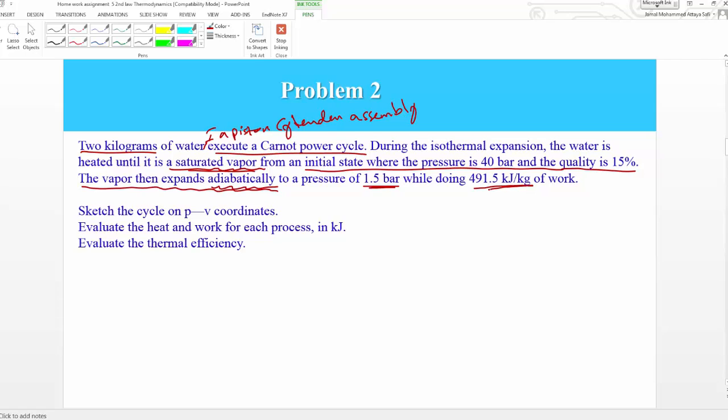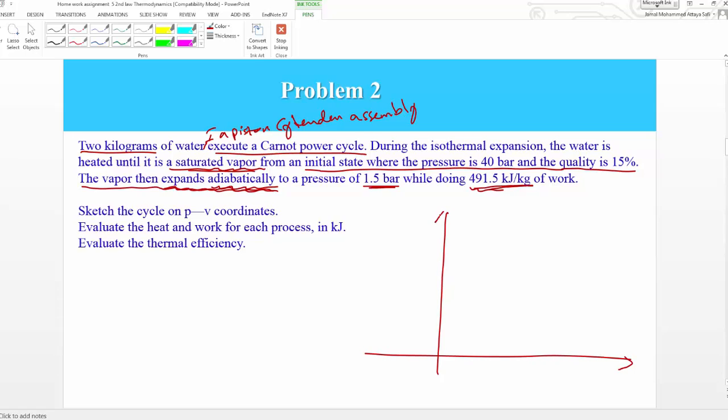So in an adiabatic expansion, the work which I do is 491 kilojoules. It's not strange that he's asked you now to sketch it on PV coordinates, because without sketching it, it would be very difficult for you to construct the information that the problem has given. So I'll start with drawing it, just so we know.